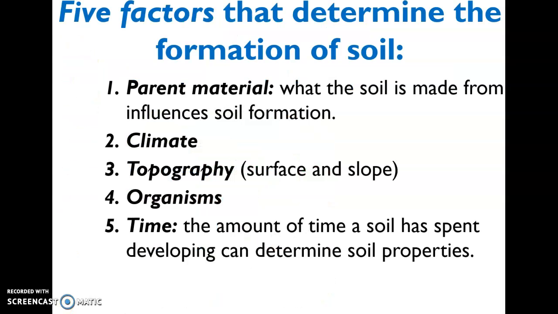Now we're going to take a look at five factors that determine the formation of soil. First is parent material. You probably remember from lab. Parent material is the rock and mineral material from which the soil is formed. So it just depends what happened to have been deposited in a particular location. The second factor that determines the formation of soil is climate. Soil forms more quickly in climates that are warm and humid.